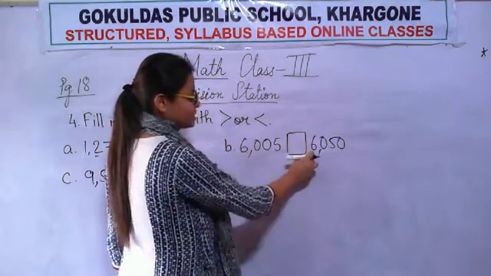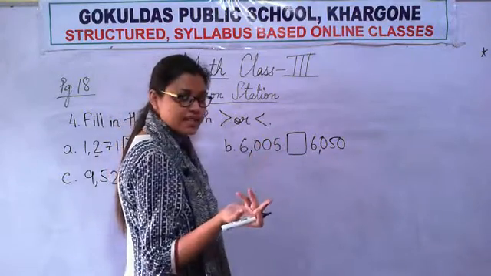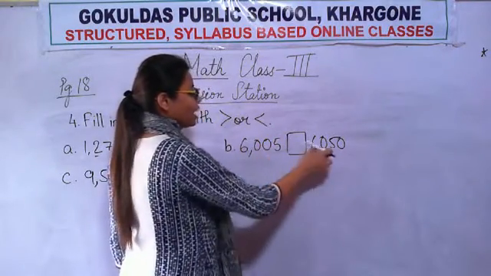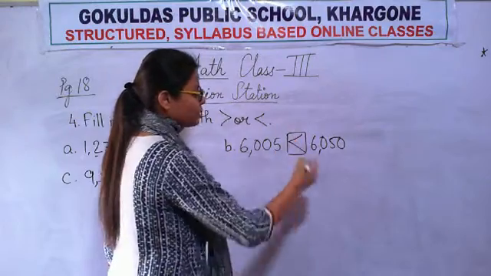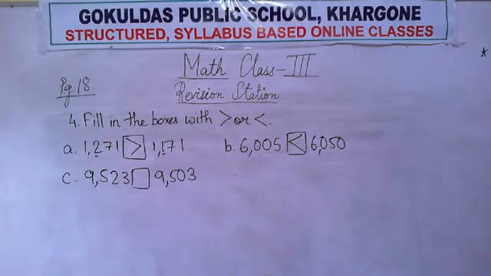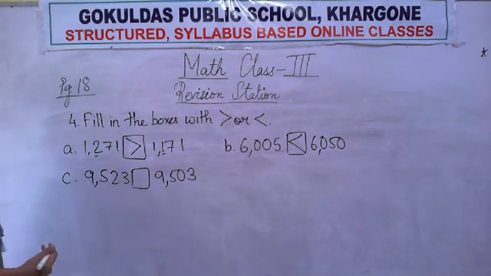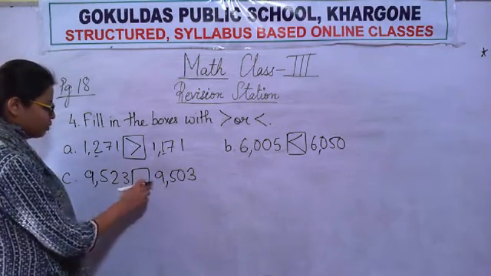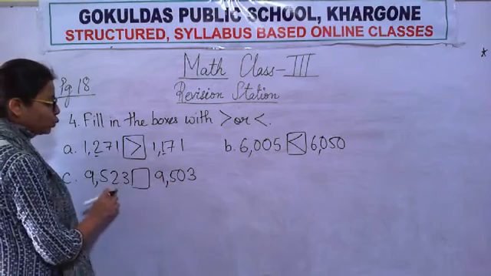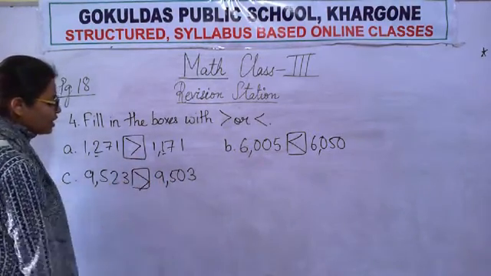Now next, 6005. 6, 0, 0. Both are same. Now in the ones place 0 and it is 5. So 5 is a bigger number. So that is why we will put 6050 inside the crocodile's mouth. 9000, 9000. 500, 500. 2, 0. So this one is a greater number.